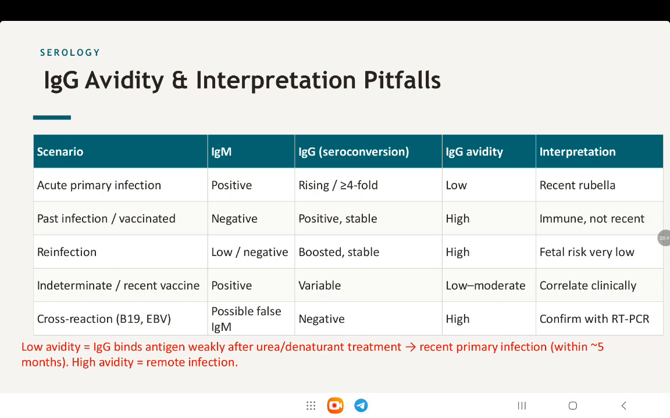Usually, interpret the IgM together with the IgG avidity, the patient's clinical history, and the vaccine history. When the result of the IgM and the IgG avidity is unclear, we use PCR to confirm the result.